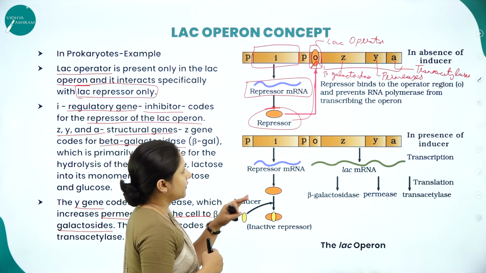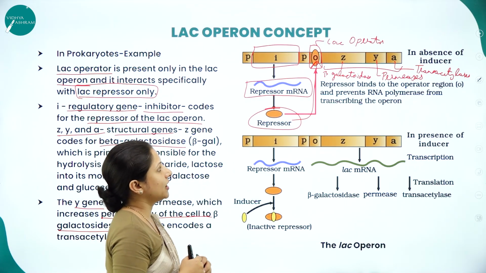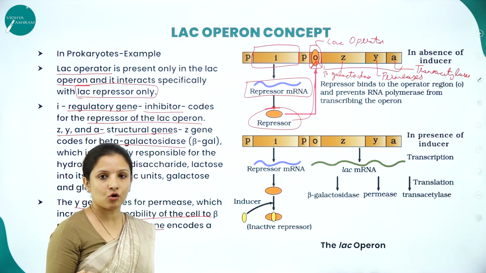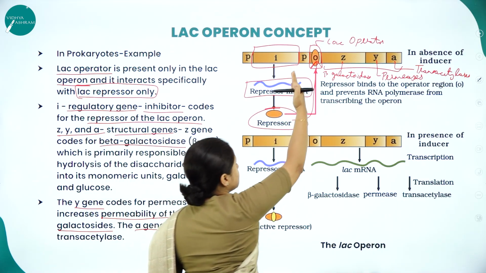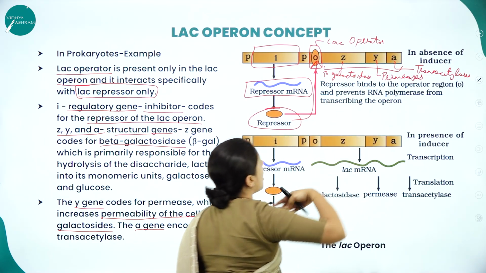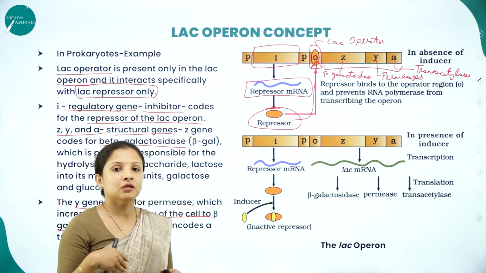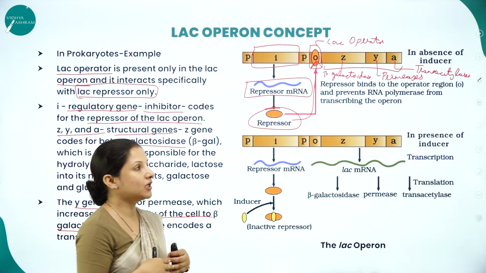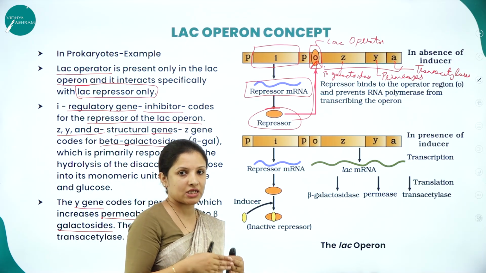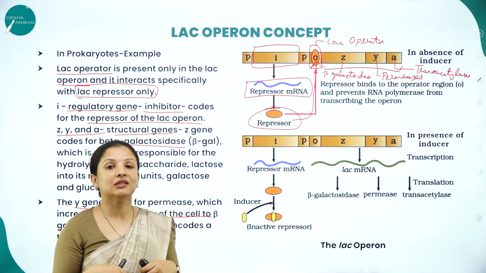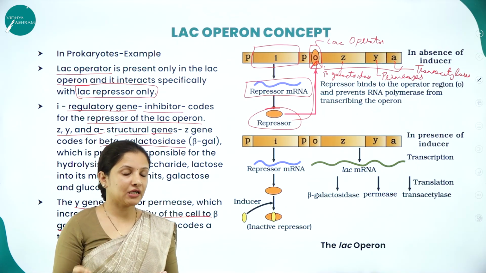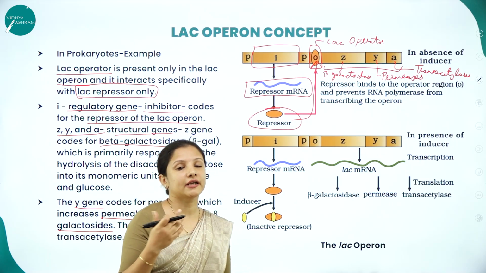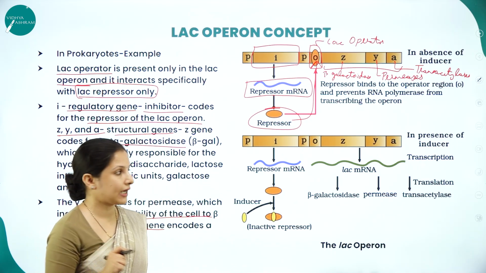And next, moving further, the repressor binds to the operator region and prevents the RNA polymerase from transcribing the operon. Now, if these strands don't get read, then how will the genes be switched on, or how will the genes get expressed? Therefore, it will prevent the expression of the genes, and beta-galactosidase will not be produced. And if beta-galactosidase is not produced, then lactose cannot get converted into glucose and galactose.